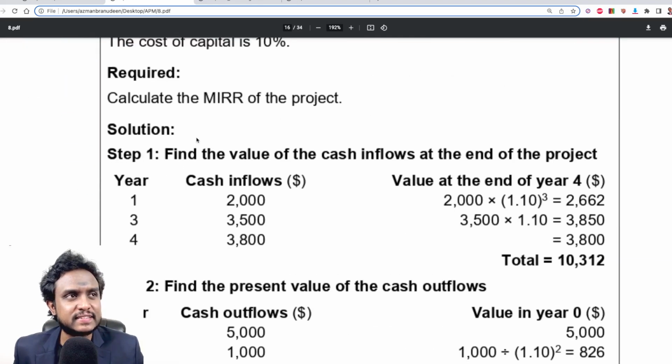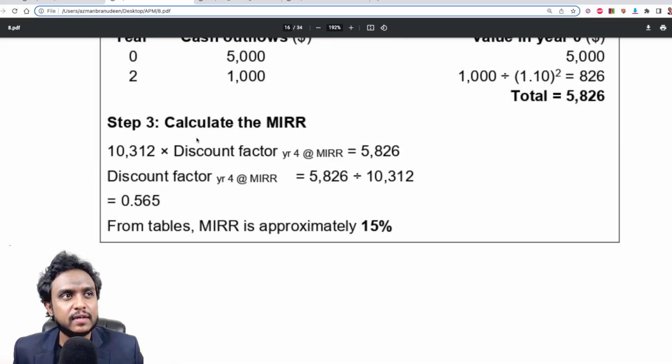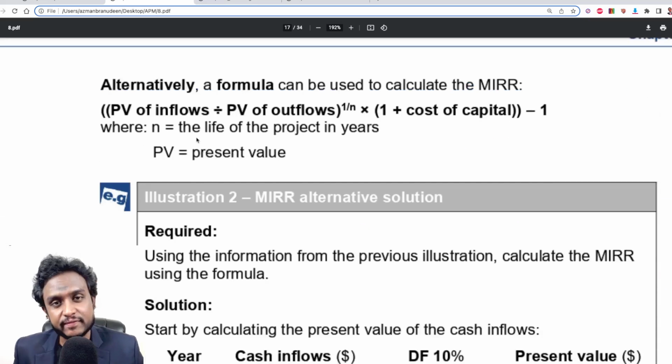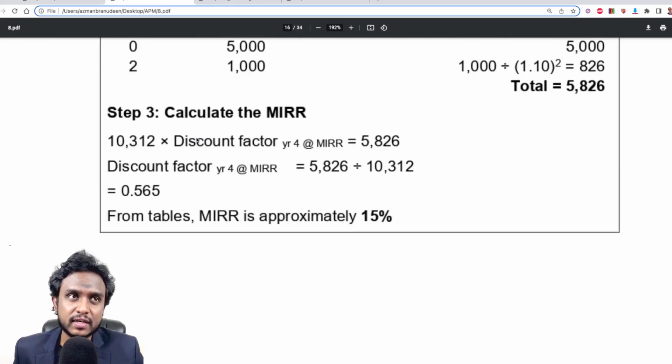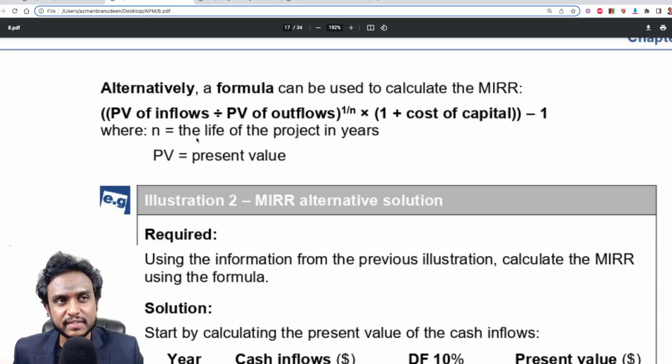So the steps and an example have been provided for you. You can try it out. I have done the workings and the discussion in the YouTube video, so the link will be attached for you. You can try it out there if you're interested. There's a longer way of doing it, step by step, and a shorter way. There's a simple formula that is used, as you can see here: PV of inflows divided by PV of outflows, to the power of one over the project time period, the number of years, into 1 plus R, close brackets, minus 1. That whole answer minus 1.